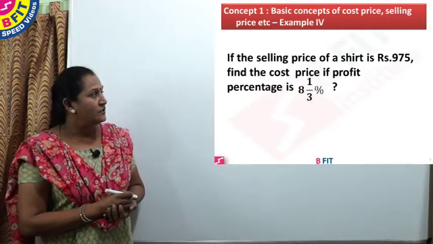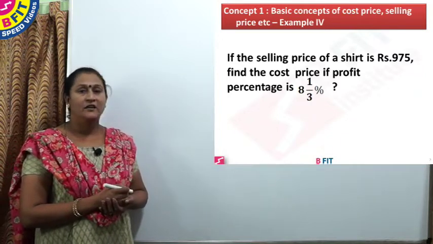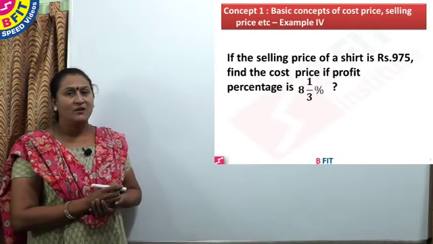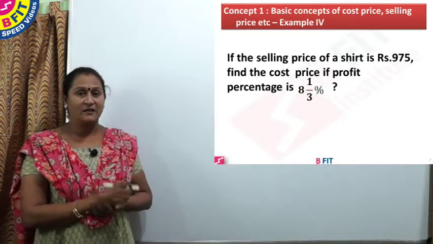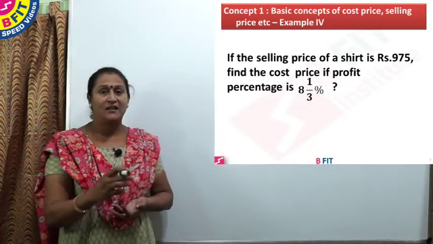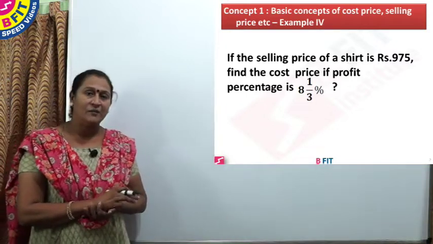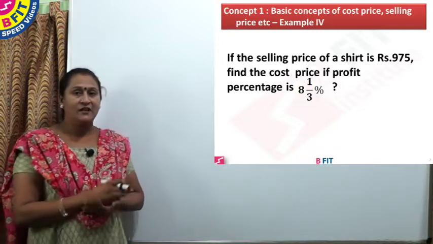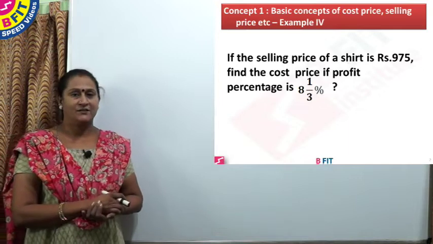If the selling price of a shirt is rupees 975, find the cost price if the profit percentage is 8 1/3%. So here, seeing this question, the profit percent is given as 8 1/3%. Some of you may think that seeing the profit percent in mixed fraction, working will be very complicated. But it is not like that. We'll see how easily we can work out this question also, though it is given in mixed fraction.